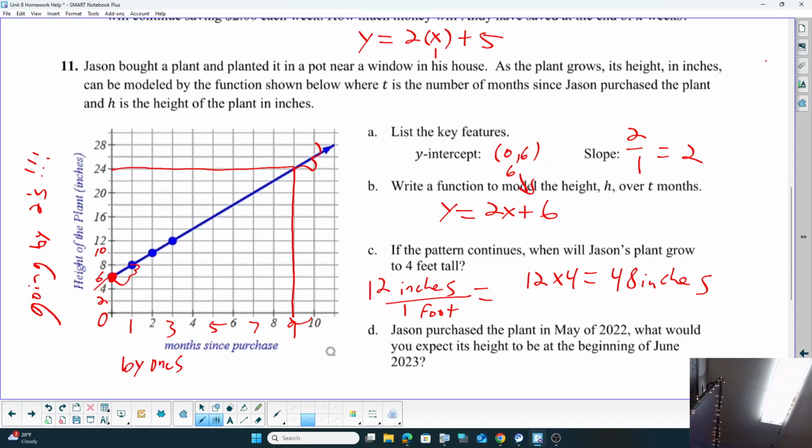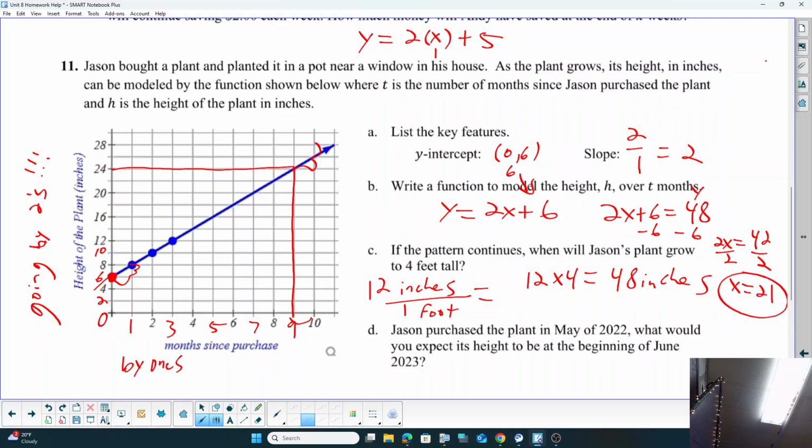Okay, nice. So algebraically, it's 2x plus 6 equals 48. So we minus 6 to the other side because we want 48 inches for y, and we get 2x is equal to 42. And then we divide by 2, divide by 2. Yeah, 21 months is our answer.